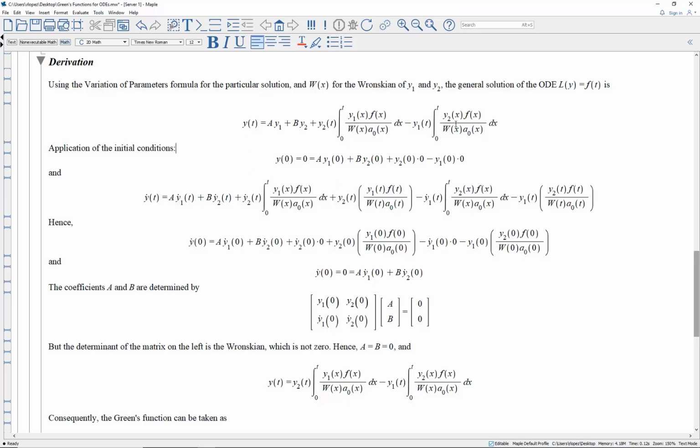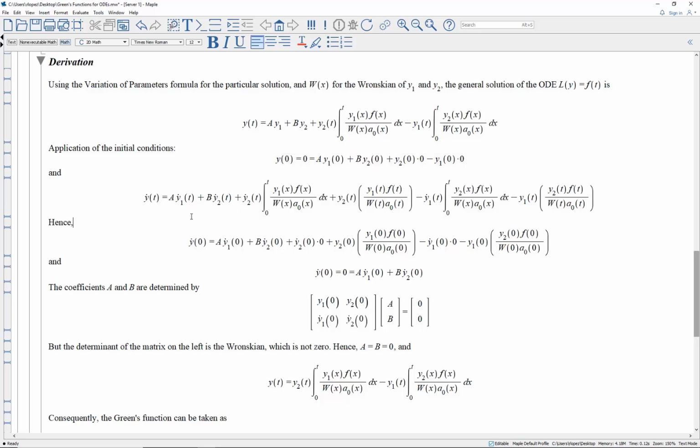Okay, general solution, you apply the initial conditions. They're homogeneous initial conditions. So y at 0 is 0. So this is y1 at 0. Here you get y2 at 0. When t is 0, you get y2 at 0 times 0. And here you will get y1 at 0 times 0, because t is equal to 0. So what is left is just this piece right here.